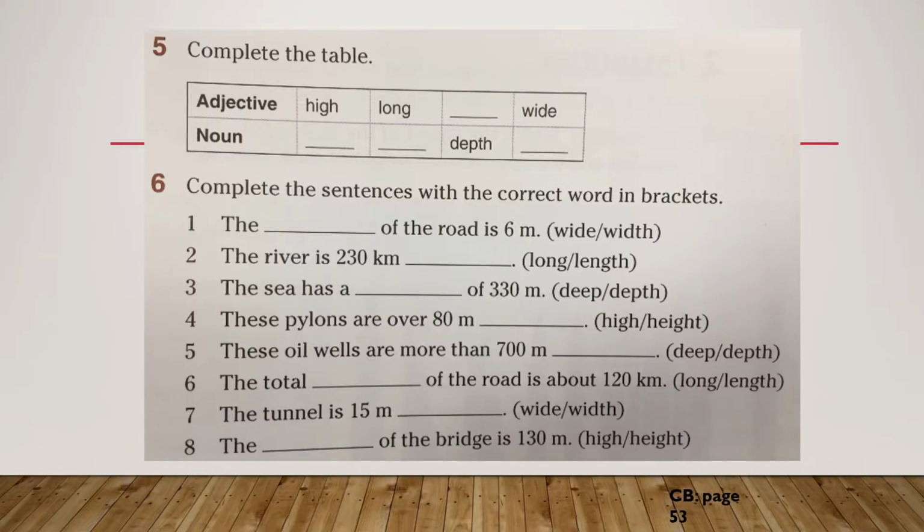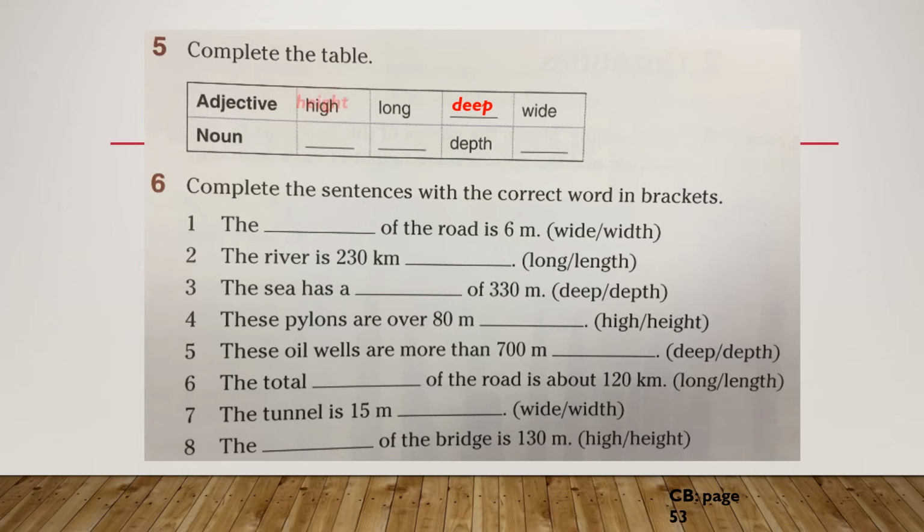Now let's look at page 53, exercise 5. Exercise 5, we need to complete the table. We have adjective and noun. You notice that we are supposed to change some adjectives like high, long, and wide into nouns, and vice versa, we will change a noun into an adjective. The noun is depth. So let's look at the words high, long, space, wide, and here we have 3 spaces and depth. Now let's check the answers.